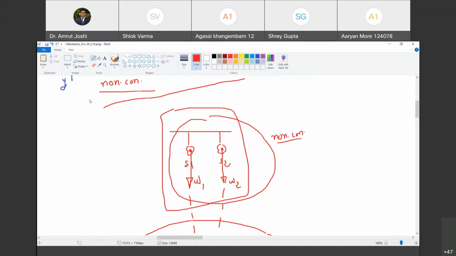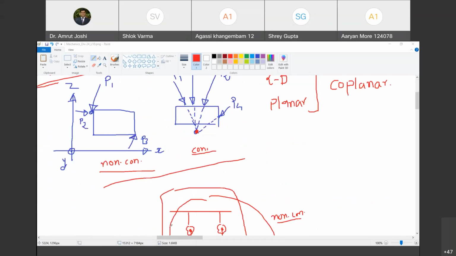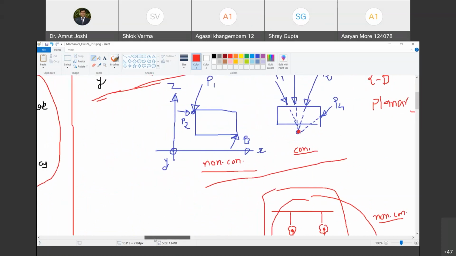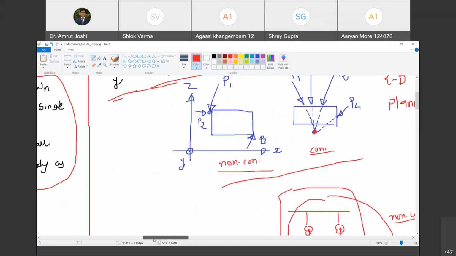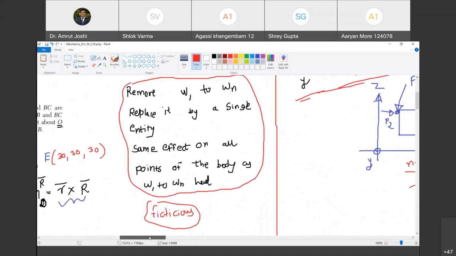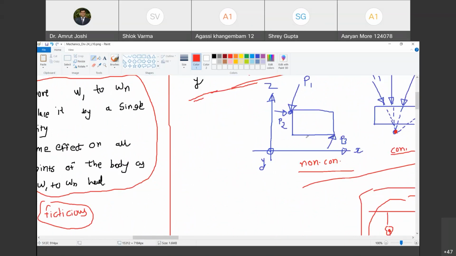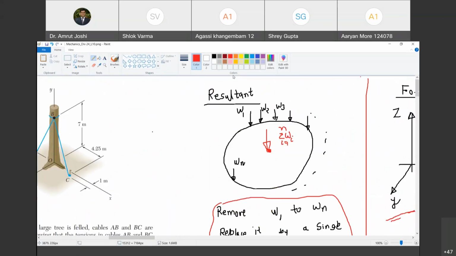Happy? Yes, sir. So first of all, we have to take a decision looking at a force system. What kind of force system is it? Is it a 3D force system or coplanar force system? Whether it is concurrent or non-concurrent? And then for all these four cases, space concurrent, space non-concurrent, planar non-concurrent and planar concurrent, for all of them we are going to define something called the resultant. Are you with me? Yes, sir.